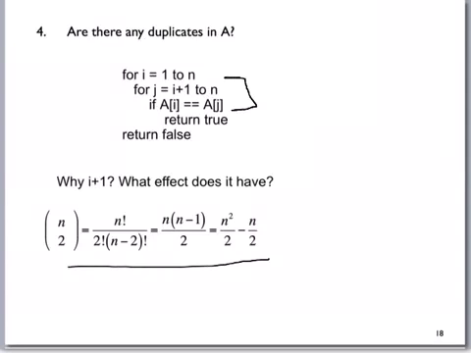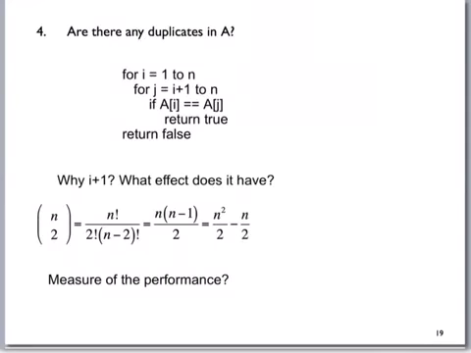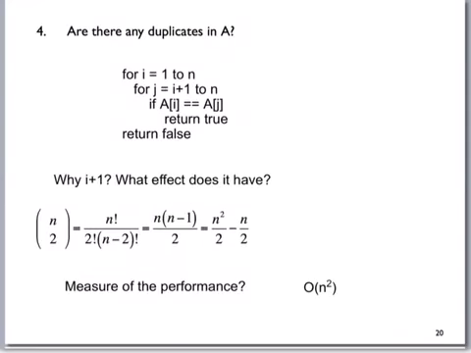And using the binomial theorem, we get the number of times through both loops is just n choose 2. And so if you do the math, n choose 2 ends up being 1/2 n squared minus 1/2 n. And then the measure of the performance is order n squared again. But it's actually a smaller number of comparisons than in the previous example.